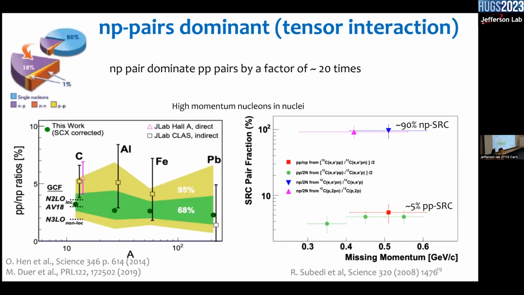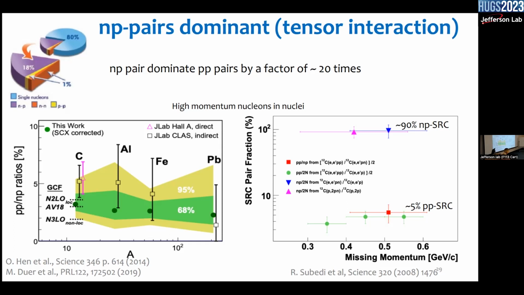So the early observations are that neutron-proton (NP) pairs dominate. These are comparisons. Let's start on the right. This is all just carbon, so this is all one nucleus. What they observe is that if you measure proton-proton (PP) pairs in the nucleus versus neutron-proton pairs, you get a factor of almost 20 between them.